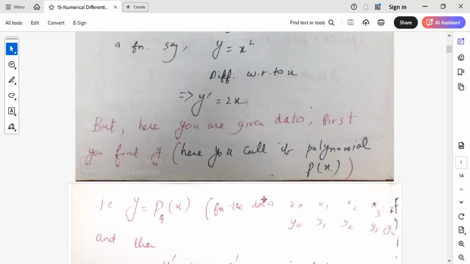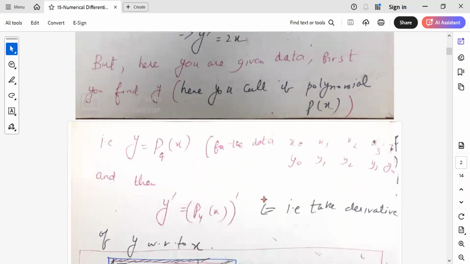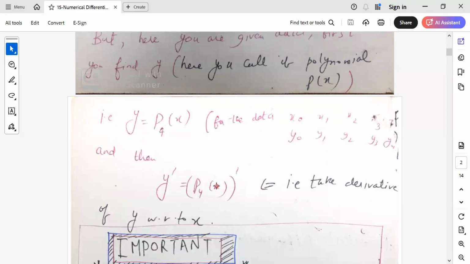So if we move down here, if I have 5 data points, y0, y1, y2, and up to y4. So these are 5 data points. The degree of the polynomial would be 1 less, it should be p4. So first we will find the polynomial and then we will differentiate.